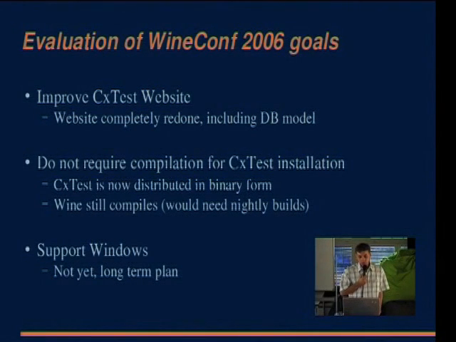Well, we do not need a compilation of CxTest anymore. It's distributed in binary form. We still need, as a part of the installation process, to compile Wine, which takes long. It's a normal process like checkout and make and compile and everything, but it's wrapped by the script.